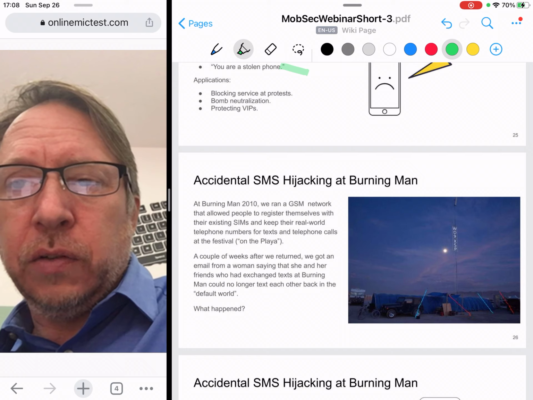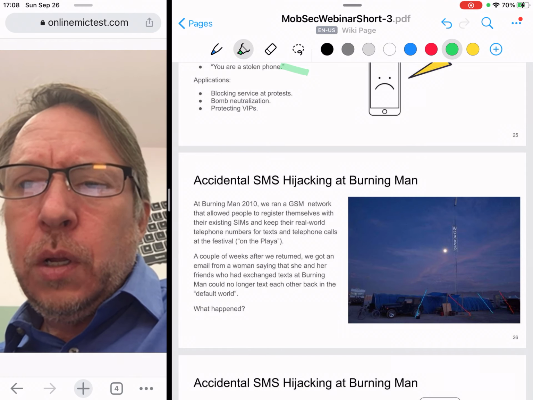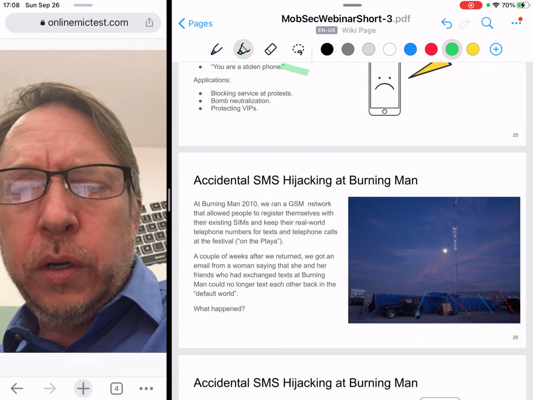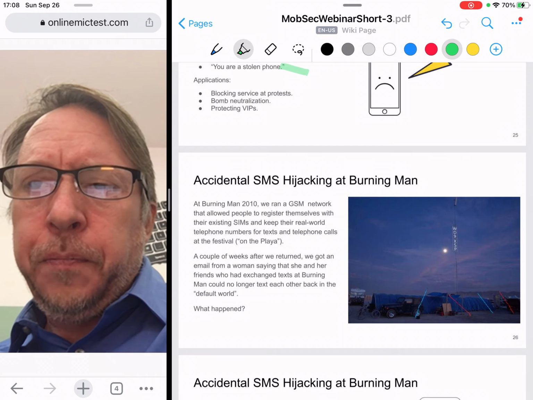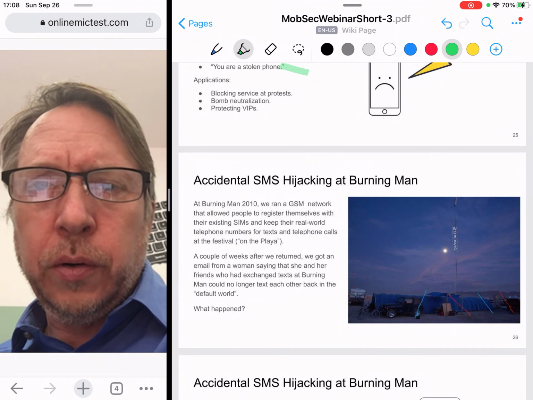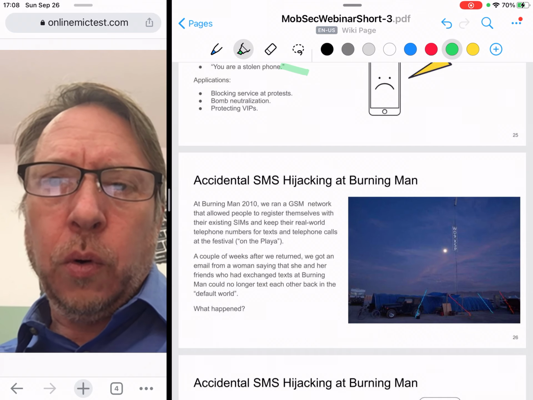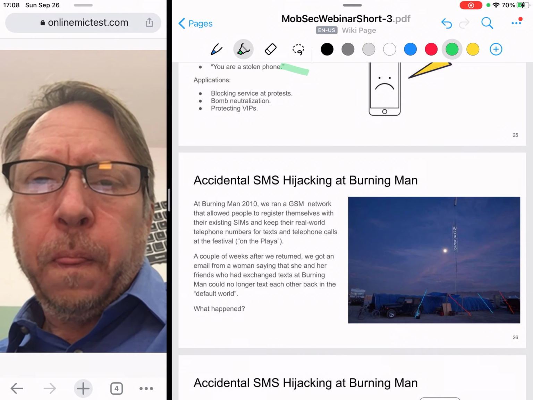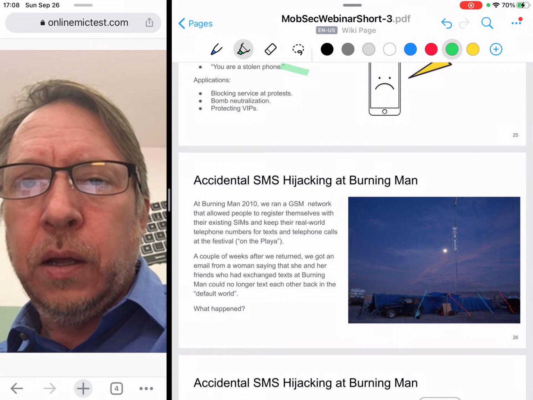And we found out in our forum that some people, when they returned from Burning Man and were back in what we call the default world, weren't able to text each other anymore. People who texted each other at Burning Man at their real telephone numbers can't text each other anymore back in the real world. So what happened?